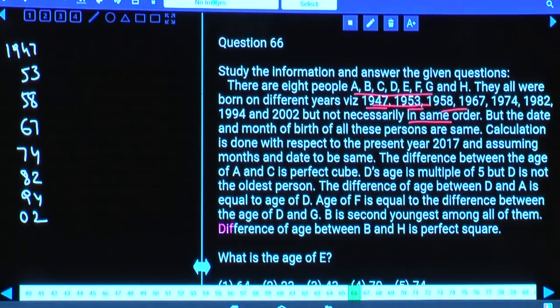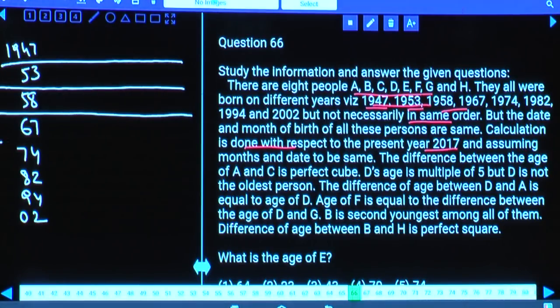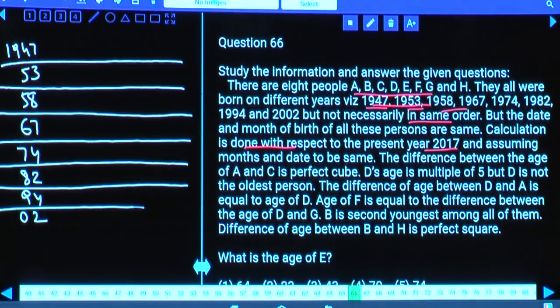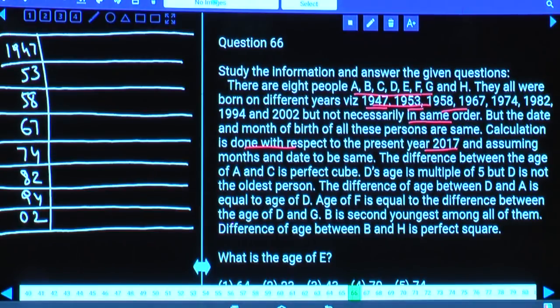At the same time, the base year calculation is done with respect to the present year, that is 2017. Now with the help of this 2017, tell me the ages of these persons. The person who was born in 1947, his age by 2017 will be how much? 47 plus 53, 2000 plus 17, 53 plus 17, that is 70. This is the age.